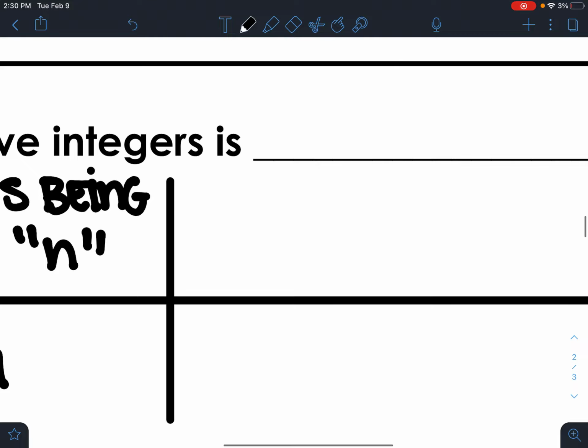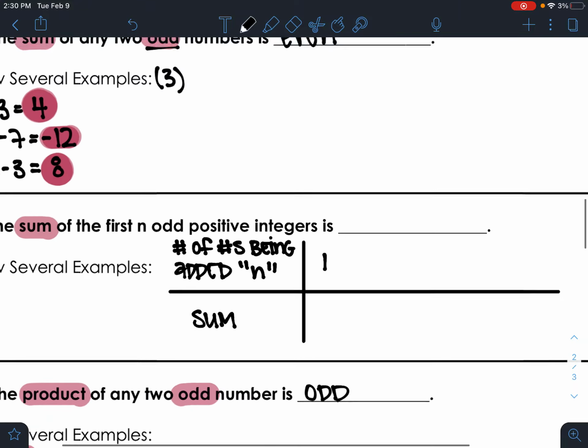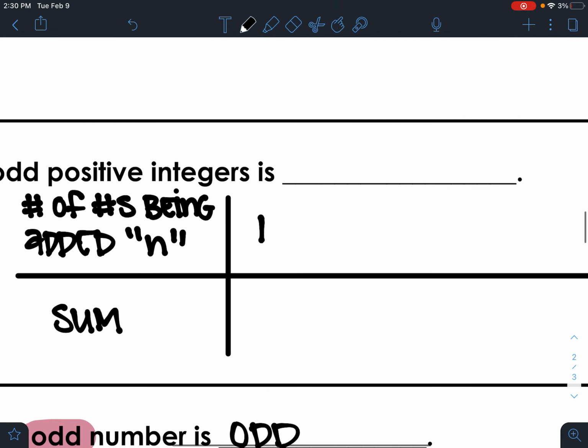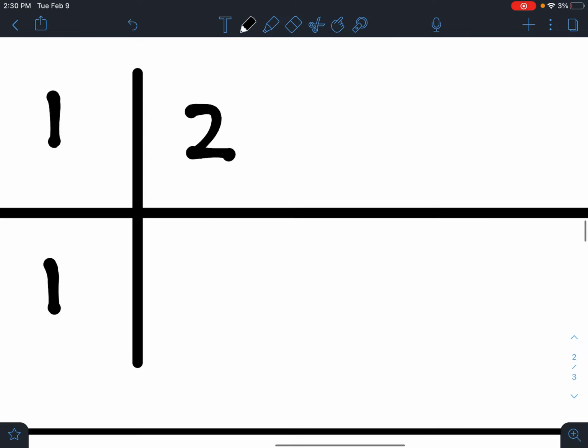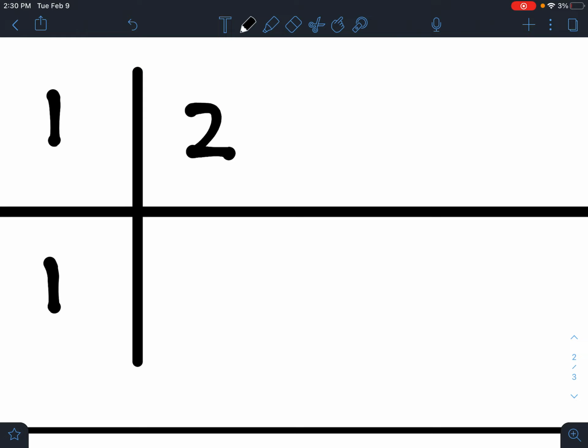So what I'm going to do is add the first odd positive integer. The first one has to be 1. And that's it. That's why I said it's not going to be super clear. But now let's add the first 2 odd positive integers. So I'm going to add 1 plus my next odd positive integer, which is 3. And if I add those 2 numbers together, I get 4.